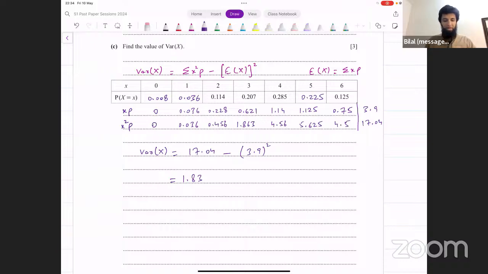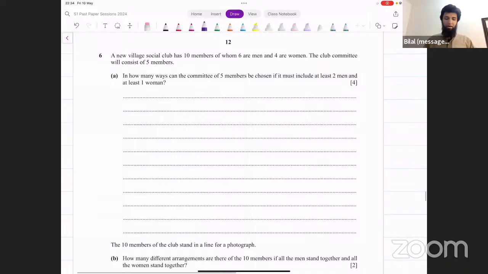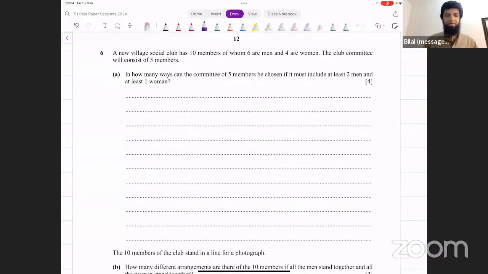All right, so that's question number 5 done. Now let's look at the last one from this paper. That's question number 6. It says, a new village social club has 10 members, of whom 6 are men, 4 are women. The club committee will consist of 5 members. In how many ways can the committee of 5 members be chosen if it must include at least 2 men and at least 1 woman? In how many ways is this possible?